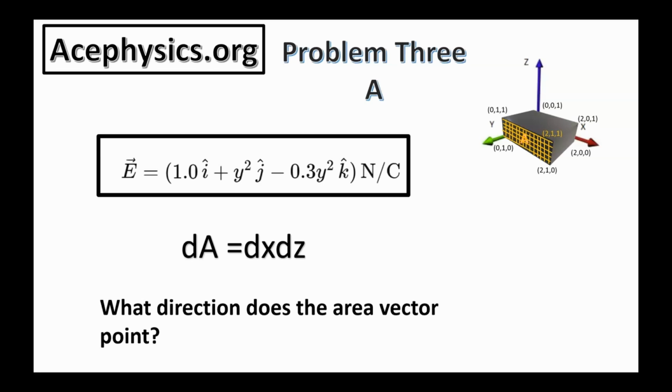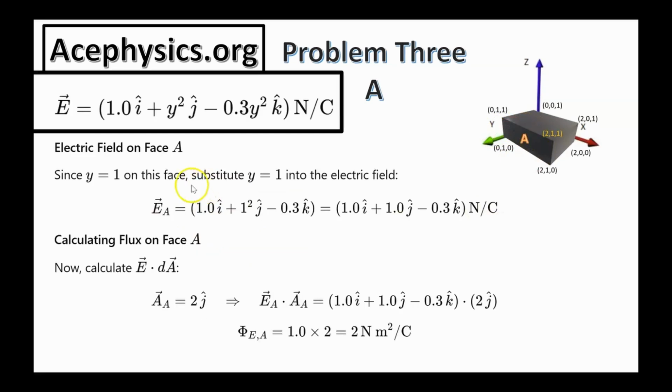In this case, since the field is uniform across the entire face, is it really necessary to do the complicated sum? Can't we just take the dot product directly and save ourselves the extra work? A good point. In this case, every point on surface A has the same y value, and that y value is 1. And because the electric field is only a function of y, the electric field is constant everywhere along the surface of A. When we substitute y equals 1 into the electric field, it gives us this formula. So this is the electric field at every point on face A.